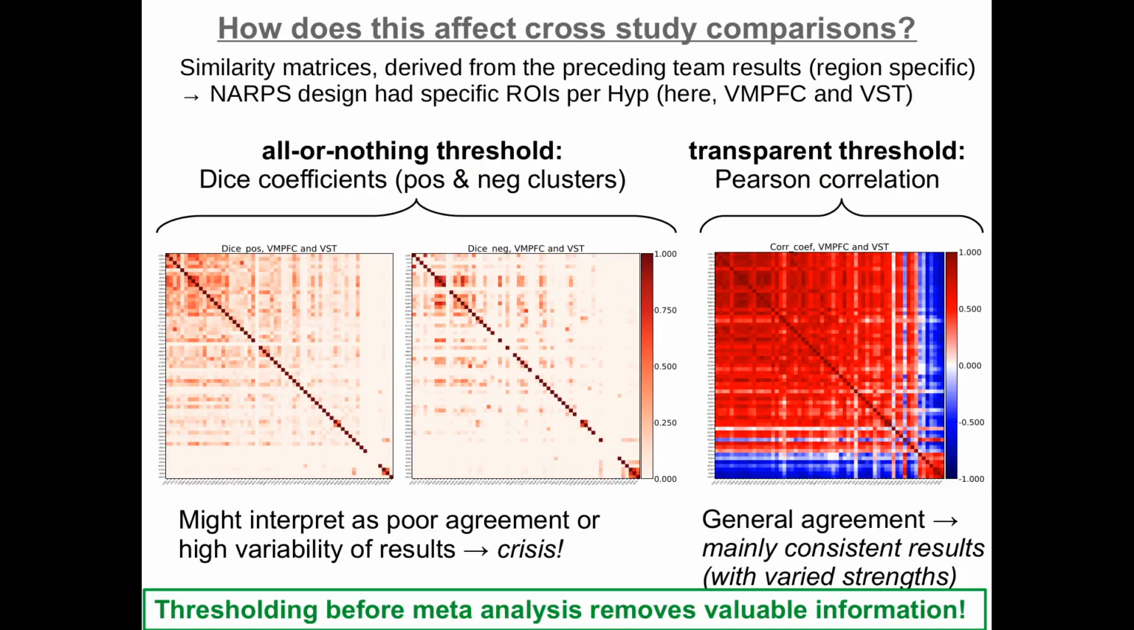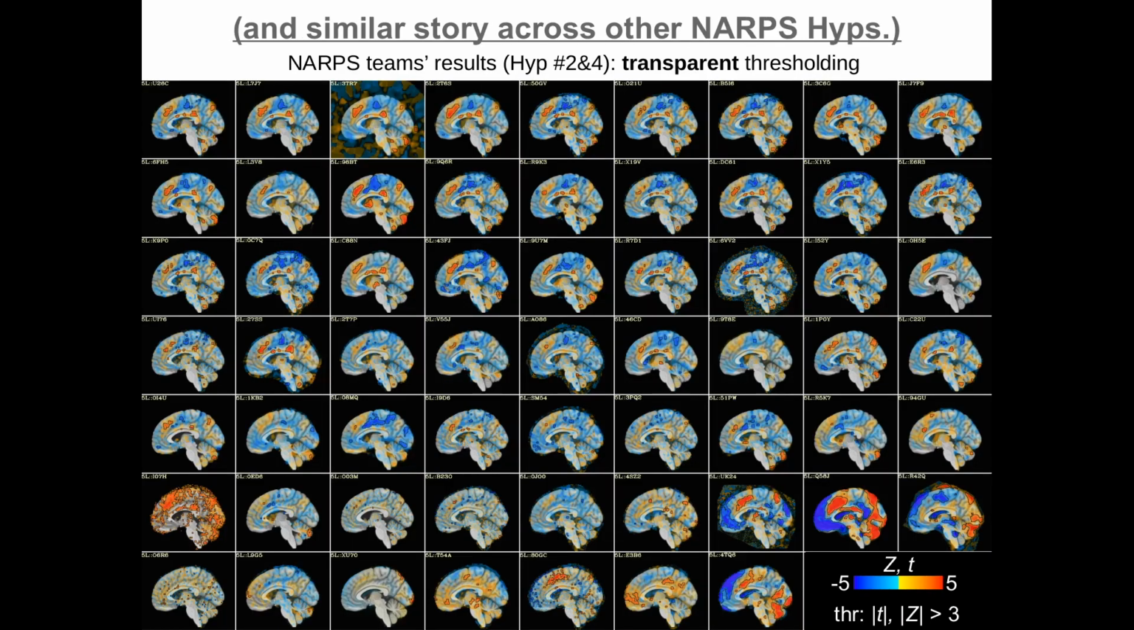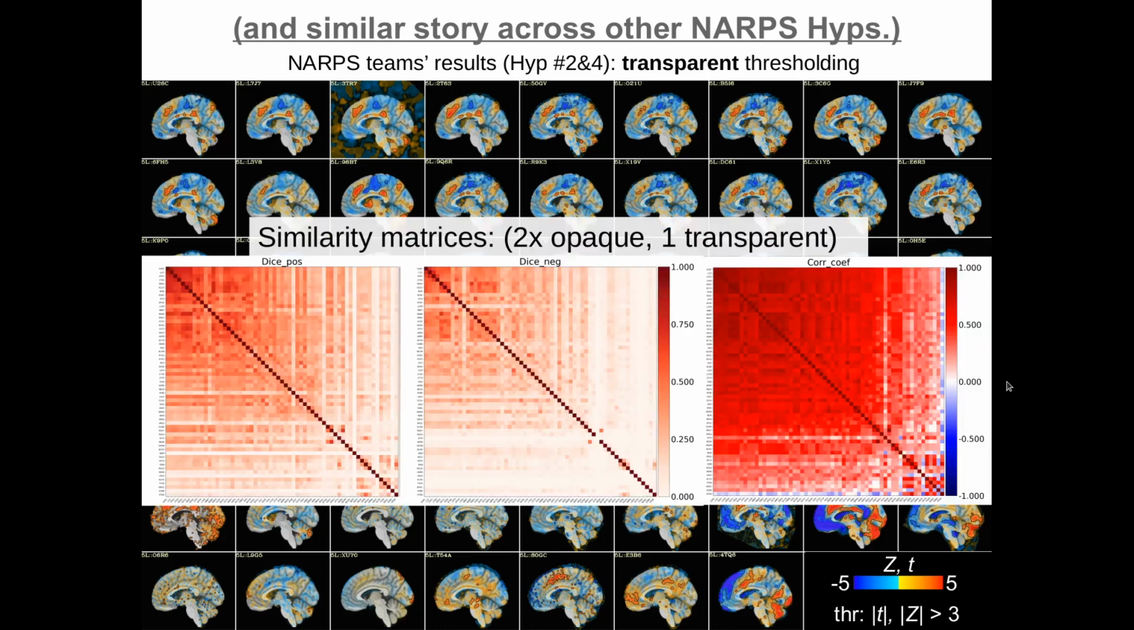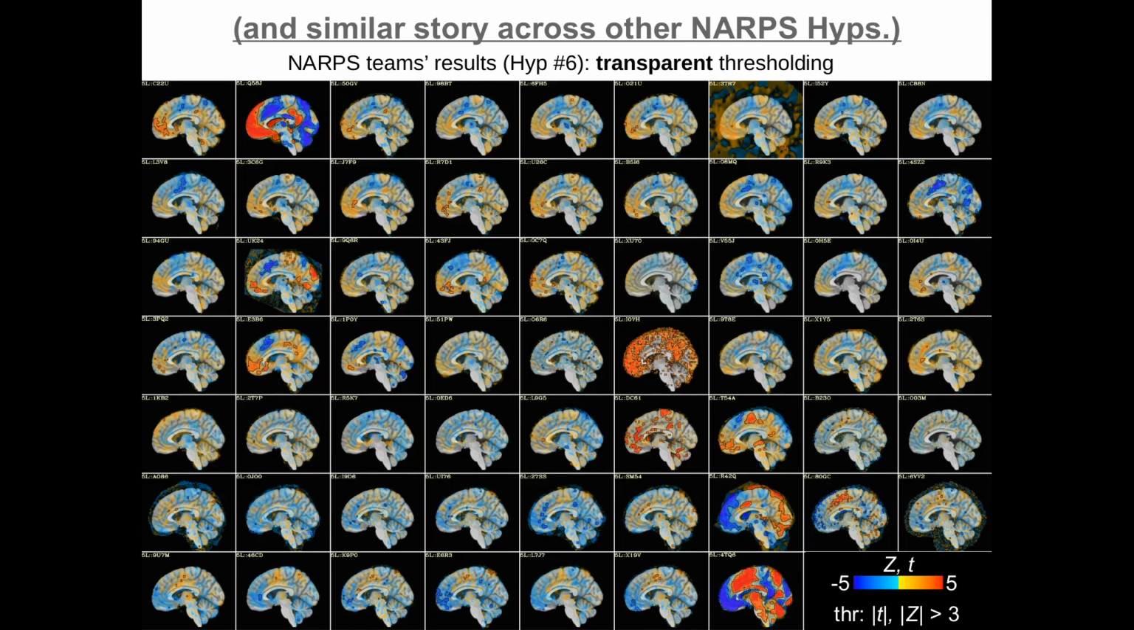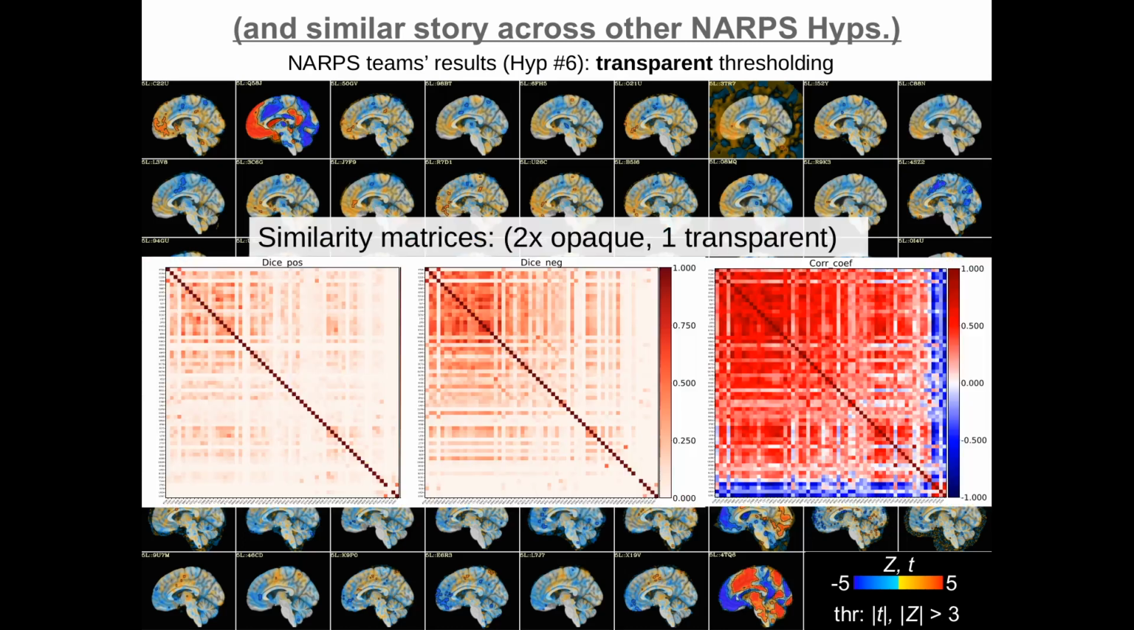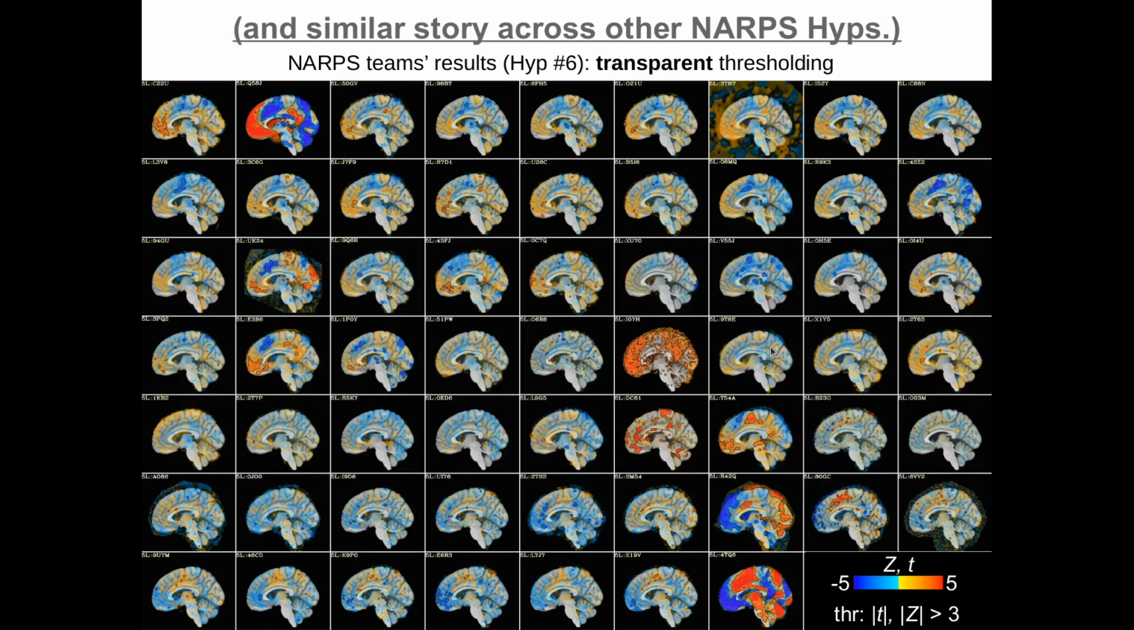Now another thing to note is that this kind of thing applies to other hypotheses as well. So the same thing applies with other hypotheses in NARPs. So again, if you use transparent thresholding, you see a high degree of similarity across most of the groups. And this is what the similarity matrices look like in this case. So this is for hypotheses 2 and 4. The first example we looked at were 1 and 3. This is for hypothesis 6. And again, you will see some difference here. I'm not arguing that, but the difference is in magnitude.